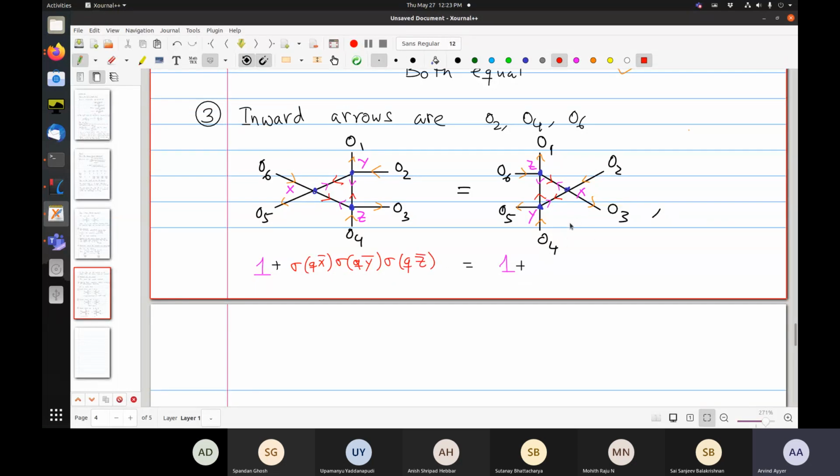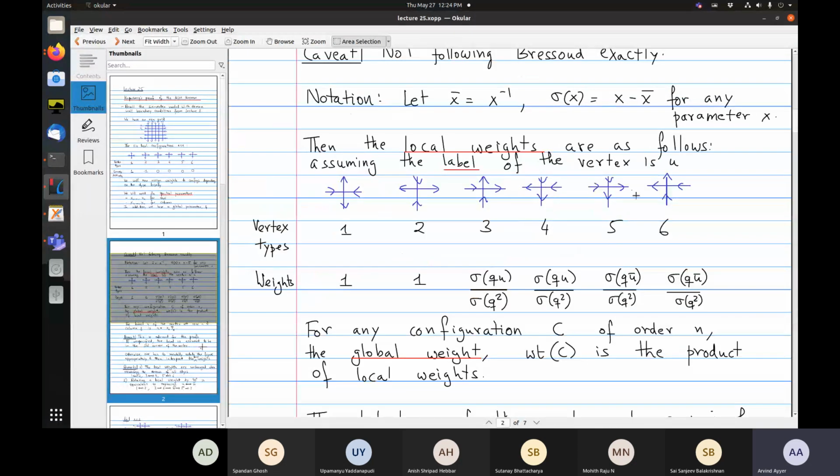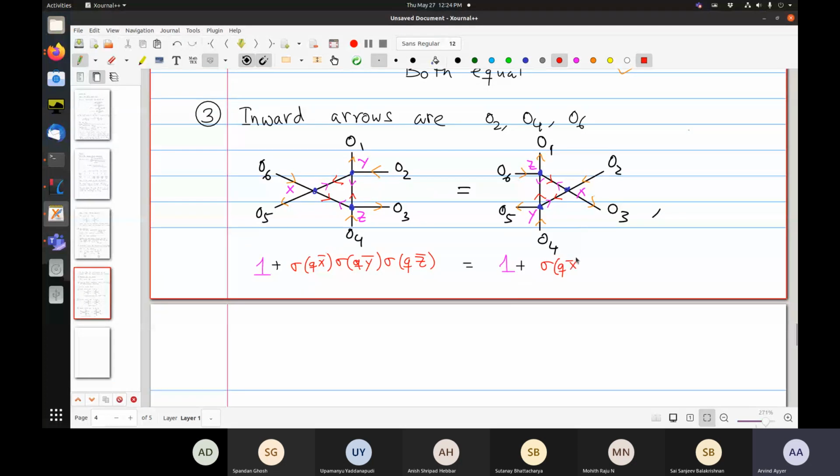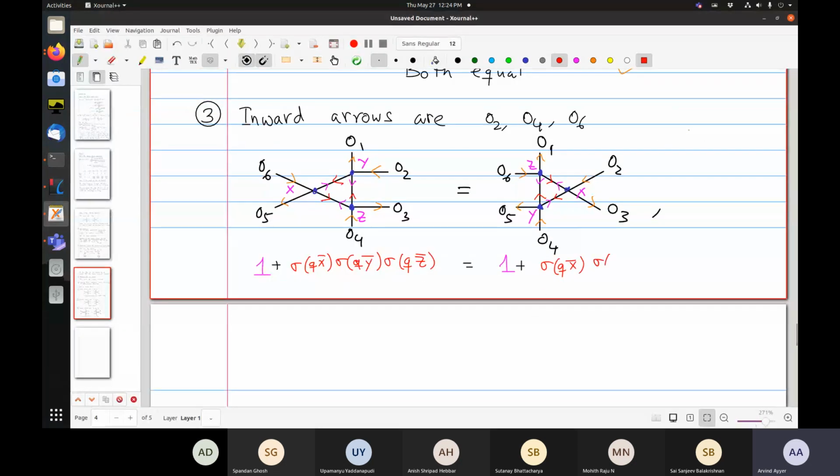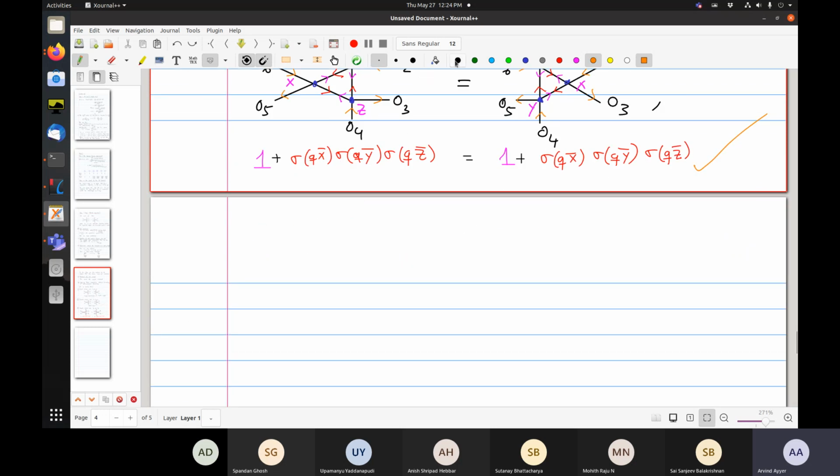Similarly here, let me do it quickly. So x is down and right, so it's sigma q x bar. Y is up and left, so again sigma q y bar. And z is up and right, and that's sigma q z, but it's in the wrong position, so it becomes sigma q z. And now you can see again that this works. Both are the same. So all of these so far were homogeneous.